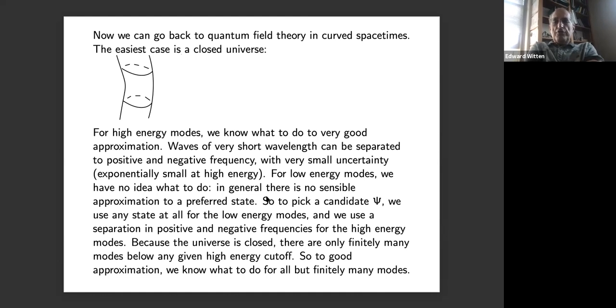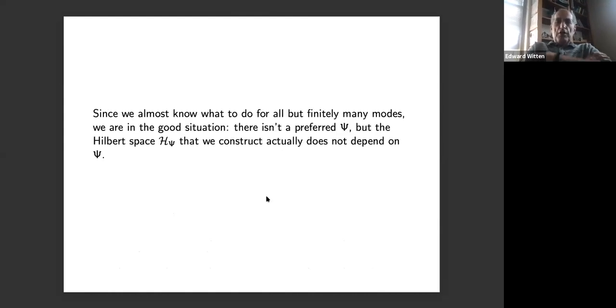For low energy modes, we have no idea what to do. In general, there's no sensible approximation to a preferred state. So to pick a candidate psi, we use any state at all for the low energy modes, and we use a separation into positive and negative frequencies for the high energy modes. Because the universe is closed, there only are finitely many modes below any given high energy cutoff. So to good approximation, we know what to do for all but finitely many modes. Since we know what to do for all but finitely many modes, we're in the good situation. There isn't a preferred psi, but the Hilbert space H psi that we construct does not depend on psi.